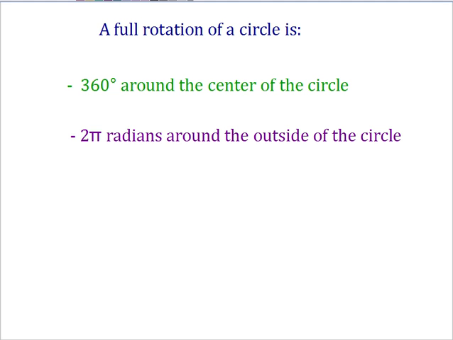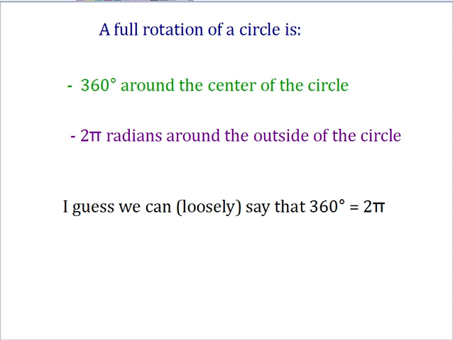So a full rotation of a circle, on the inside of the circle surrounding the center, I have 360 degrees of rotation, 360 degrees of angle inside the circle. On the outside of the circle, I have 2 pi radians. So full rotation is 360 degrees or 2 pi radians, but they're not exactly measuring the same thing. I need to make that really clear. But loosely, and I say very loosely, we can kind of say that 360 degrees is the same as 2 pi. I can cut that down, right? If I divide both sides by 2, 180 degrees, which is a semicircle or half circle, is equal to pi radians.